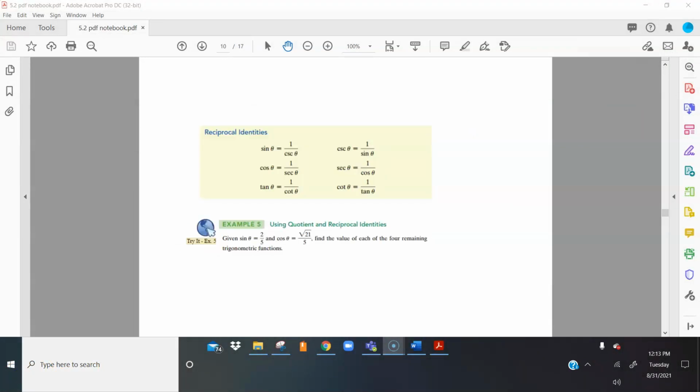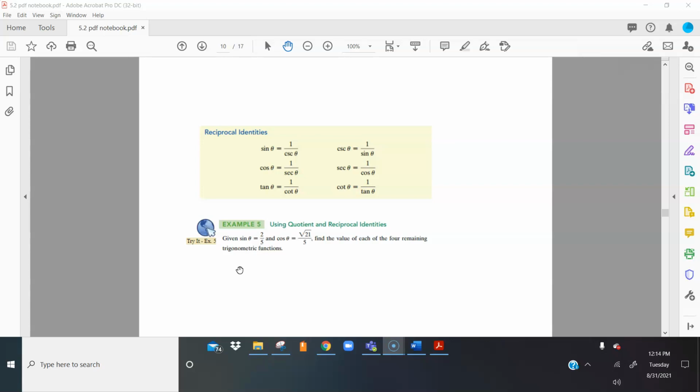Here are some notes for you on the reciprocal identities. We've discussed these, that sine is the reciprocal of cosecant. So cosecant is 1/sine and sine is 1/cosecant. If you need to jot that information down, go ahead, pause your video, write down anything you need to, and then we will begin working through example 5. While you're writing it down, I'm also writing it down.